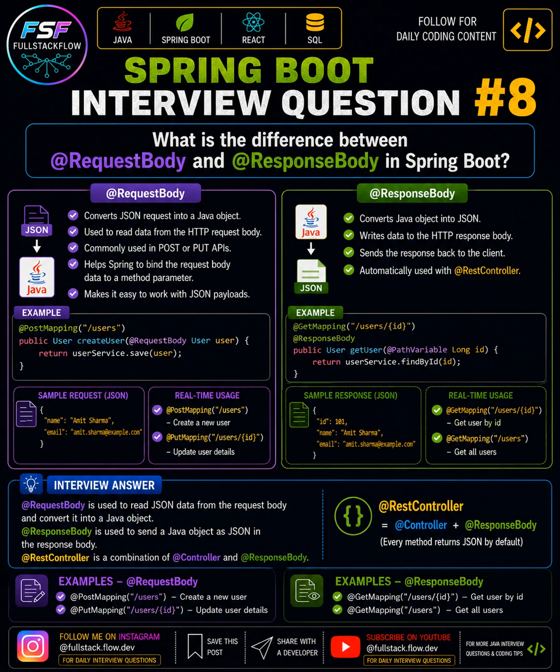Point 2 is it writes data to the HTTP response body. The client receives that response as JSON. Point 3 is @ResponseBody sends the response to the client. Once the Java object is converted into JSON, Spring sends that JSON back to the client. Then the client application can display the data.